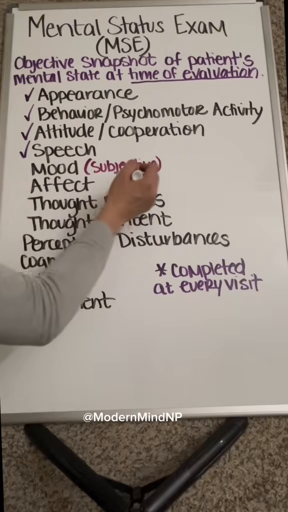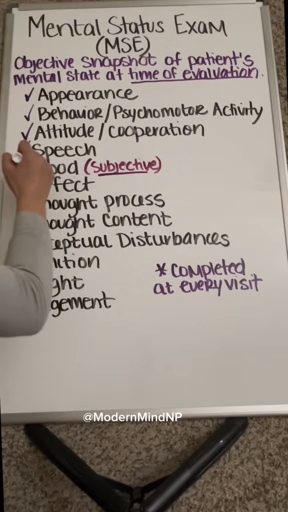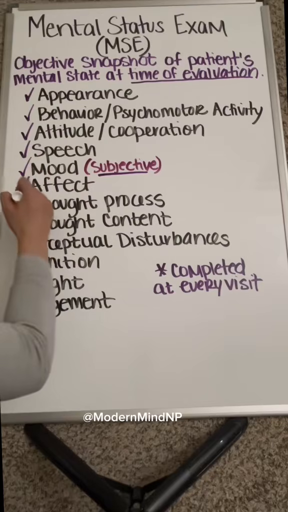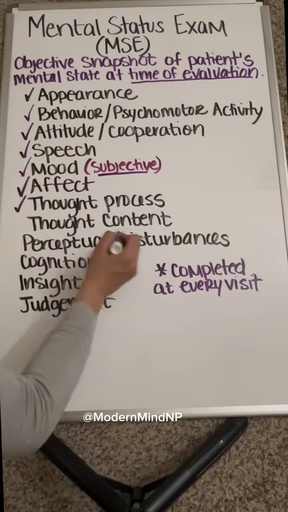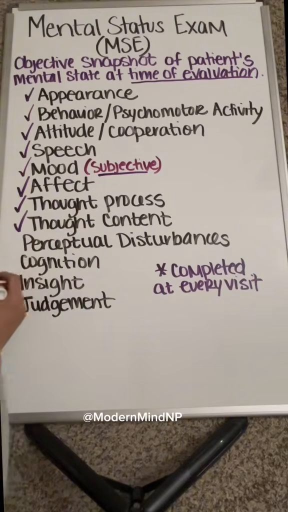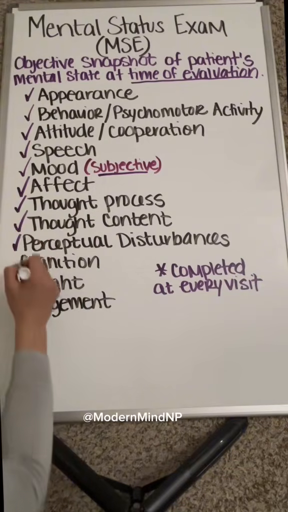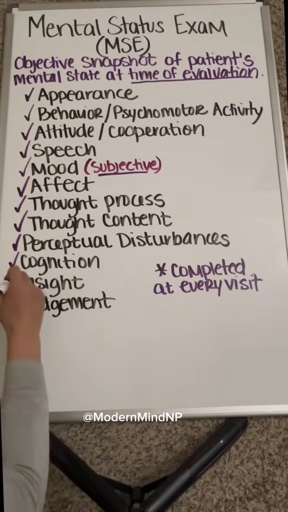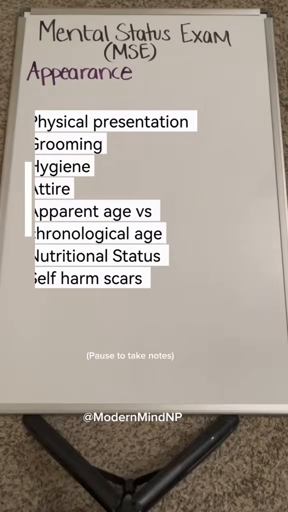We're looking at appearance, behavior, psychomotor activity, their attitude and cooperation, their speech, their mood, which is subjective, how they're feeling, their affect, their thought process, their thought content, any perceptual disturbances, their cognition, insight, and judgment. For this video, you're going to have to pause and take notes, because my hand would be cramping if I had to write this all out.